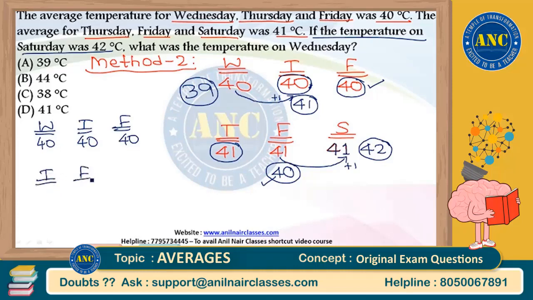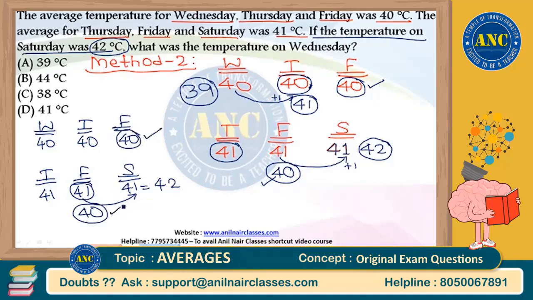Thursday, Friday, Saturday. It is 41, 41, 41. But the question says Saturday should be 42. So take 1 rupee from Friday. So this became 42. This became 40. So Friday is 40. Here also Friday is 40. They both are synchronizing. Right?